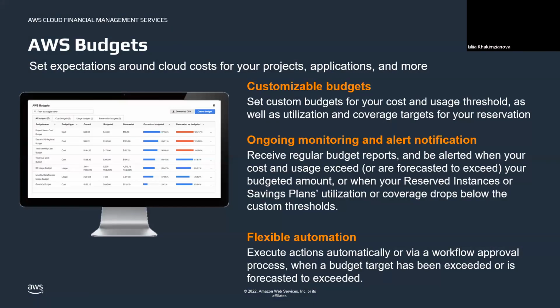This is a tool that can help you set up specific expectations around cloud costs for your projects, applications, and more. So you can set up customized budgets, set up cost and usage thresholds per your team, per project, per particular product. You can set up different AWS resource tagging and ensure that your AWS infrastructure is not just one huge cloud cost, but is clearly related to each and every part of your business or product lines or whatever you would like to make it visible for.